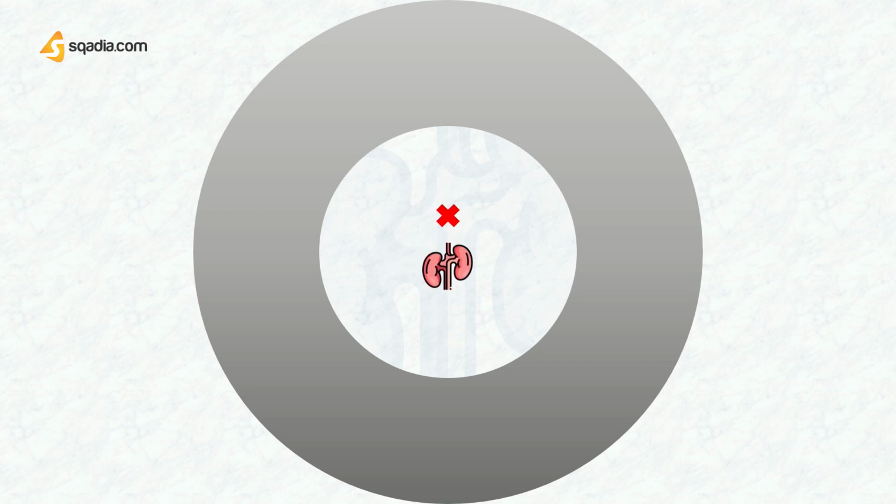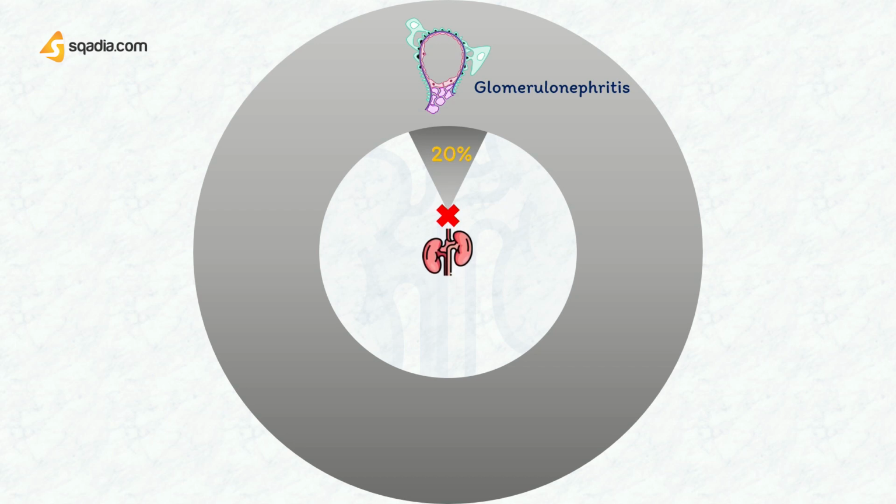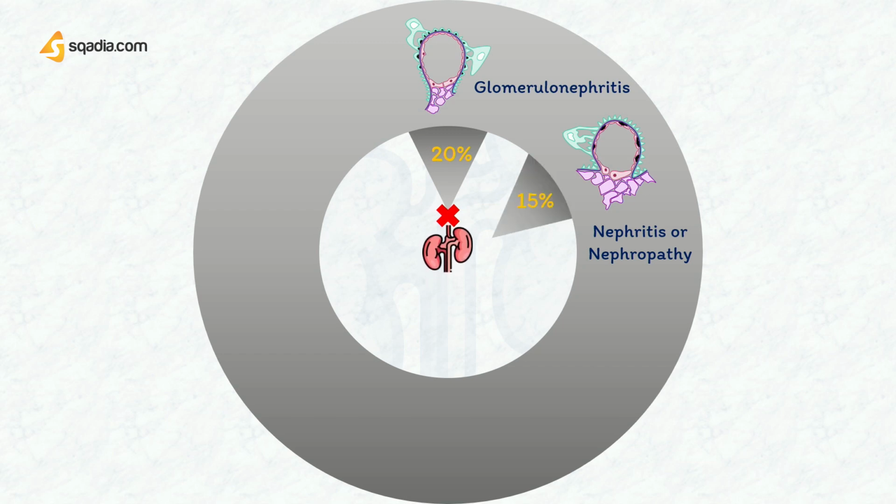Now, there are numerous disorders that cause CKD, including glomerulonephritis, which occurs in 20% of patients. It is defined as the inflammation of the tiny filters in your kidney, which are the glomeruli. Interstitial nephritis and reflux nephropathy occur in 15% of patients. Now, interstitial nephritis is a kidney condition that is characterized by the swelling in between the kidney tubules. And reflux nephropathy is a kidney damage due to urine flowing backwards from the bladder towards the kidney.